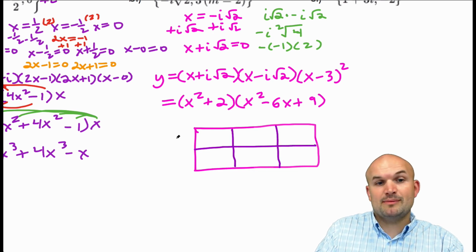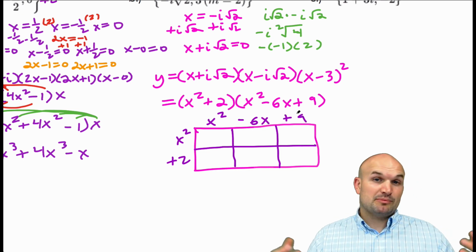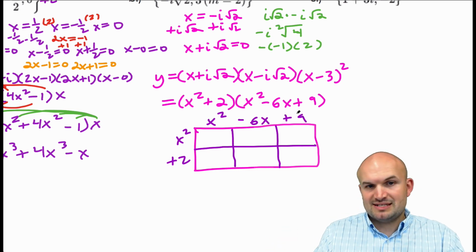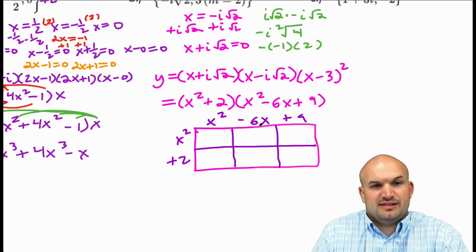All right, so one binomial is x squared plus 2. The other one is x squared minus 6x plus 9. So again, remember the product is going to give you the area of this rectangle. So if I find all the areas of each rectangle, I can just combine them to get the total area.